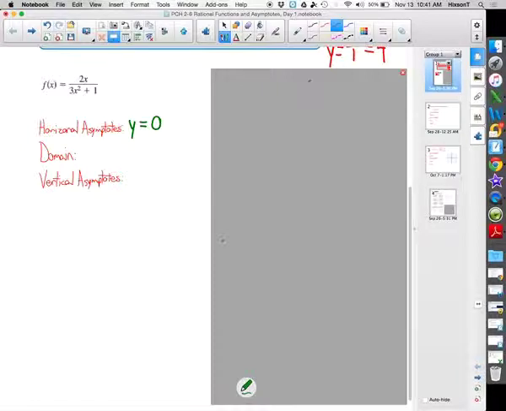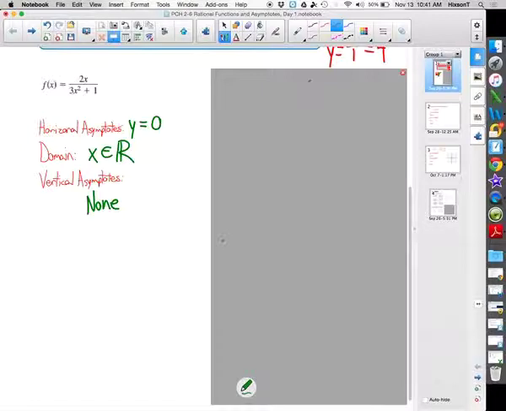For our domain, is there anything that's going to make this denominator equal to 0? No, not any real number, right? I mean, there's some imaginary values that can, but no real number. So the domain is that x can be any real number. So what vertical asymptotes do we have? None. There are no vertical asymptotes.